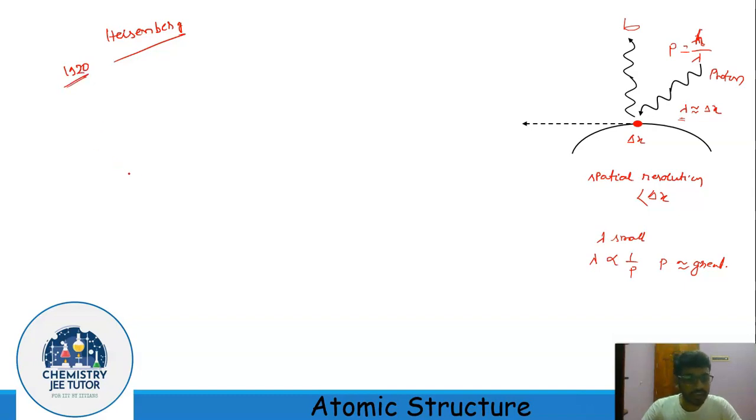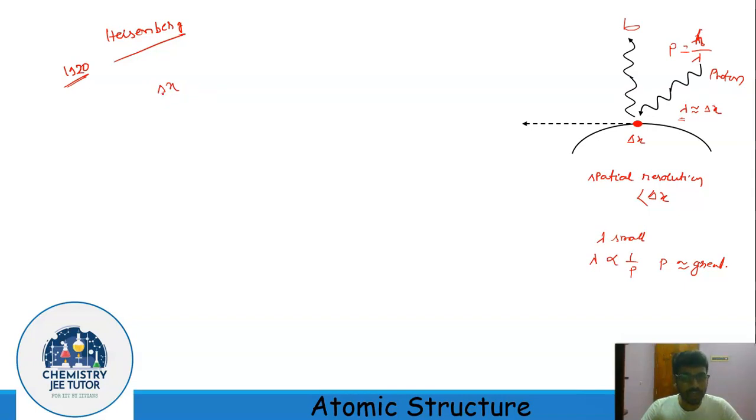He showed that it is not possible to determine exactly how much momentum is transferred to the electron. This difficulty means that if we wish to locate an electron with an accuracy delta X, then there should be an uncertainty in the momentum of the electron.